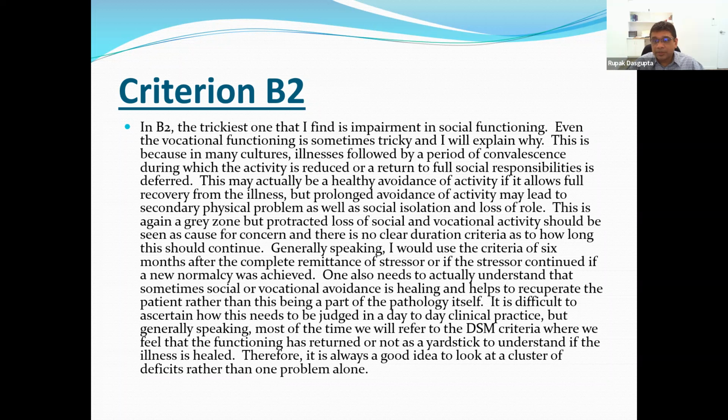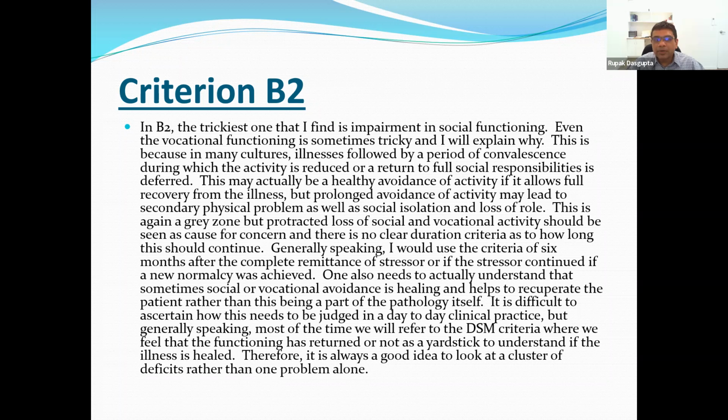The employer may just terminate his employment. So I think if the person is avoiding at the onset, it may not actually be classed as a symptom of adjustment disorder. Probably it's a healing process which has begun. This is again a gray zone, but protracted loss of social and vocational activity should be seen as a cause for concern, and there should be no clear duration criteria as to how long it should continue.